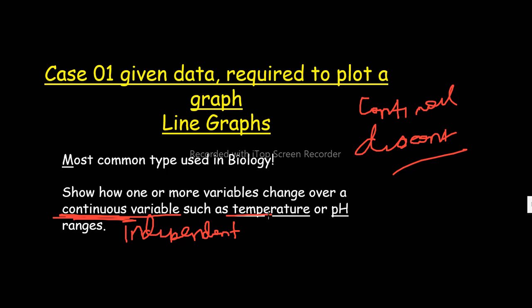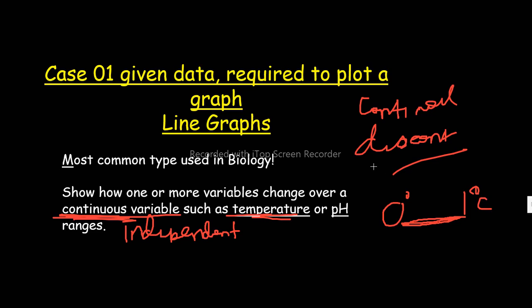For example, take for instance temperature. If you say 0 degrees Celsius and you say 1 degree Celsius, we have a lot of values between 0 degrees Celsius and 1 degree Celsius. There are a lot of values between 0 and 1 degree Celsius. So that's what we refer to as a continuous data.